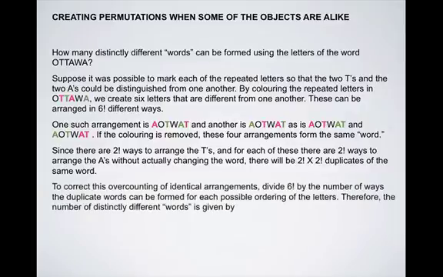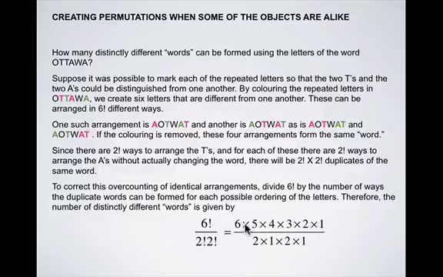Now, to correct this overcounting of identical arrangements, we're going to divide 6 factorial by the number of duplicate words that can be formed for each possible ordering of the letters. Therefore, the number of distinctly different words is given by 6 factorial divided by 2 factorial times 2 factorial. And so this is 6 factorial over 2 factorial times 2 factorial. So we're basically dividing by 4. And so our answer is 180.